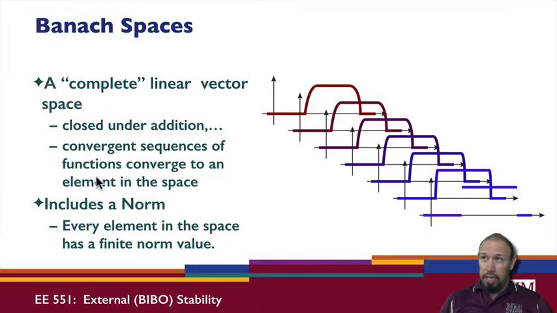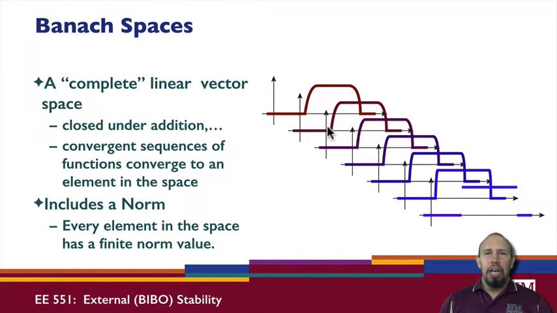The first important property is that any convergent sequence converges to an element in the space. So here's an example of a sequence of functions. Notice each of these functions is bounded, and the sequence converges to a signal that's bounded. So if our signal space is the space of bounded signals, then this sequence converges to something in the space.